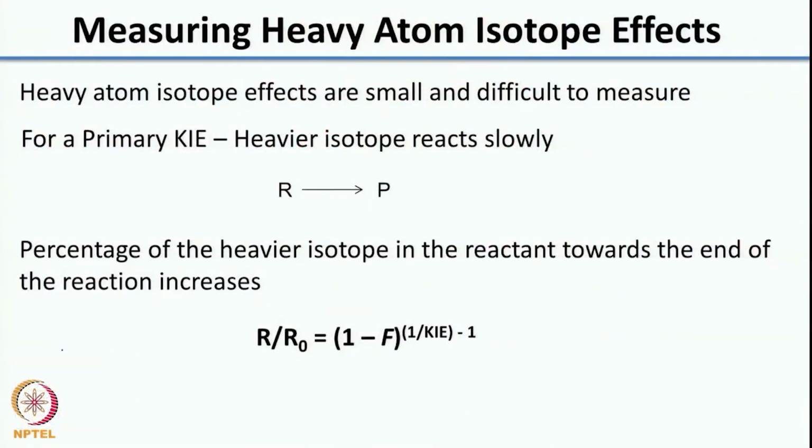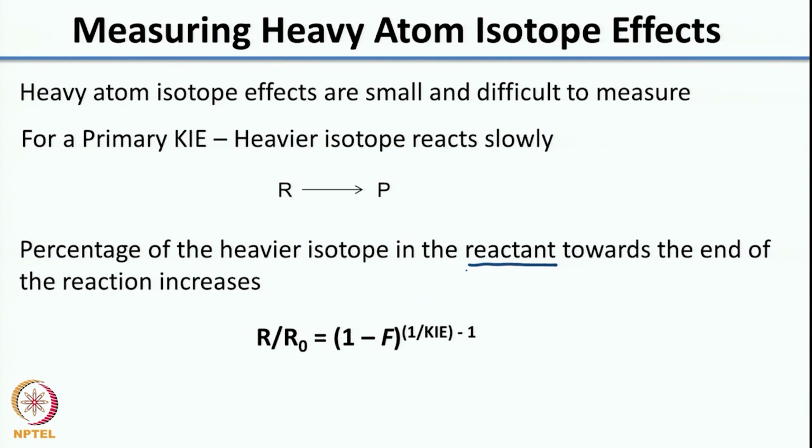When you have the lighter and the heavier isotope, the lighter isotope would already be forming the product whereas the heavier isotope would remain in the reactant as it is reacting slowly. So, when you look at the reaction closer to the end, what you would see is you have a greater percentage of the heavier isotope in the reactant. So, it is very important you understand we are only talking about the reactant and not the product here, alright.